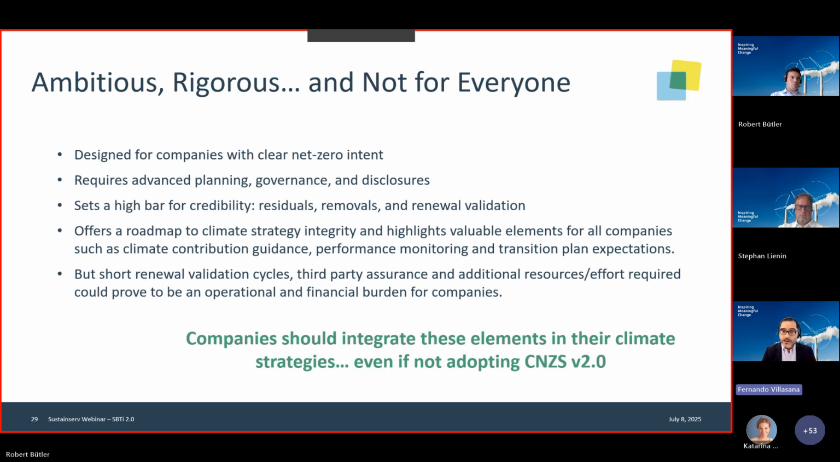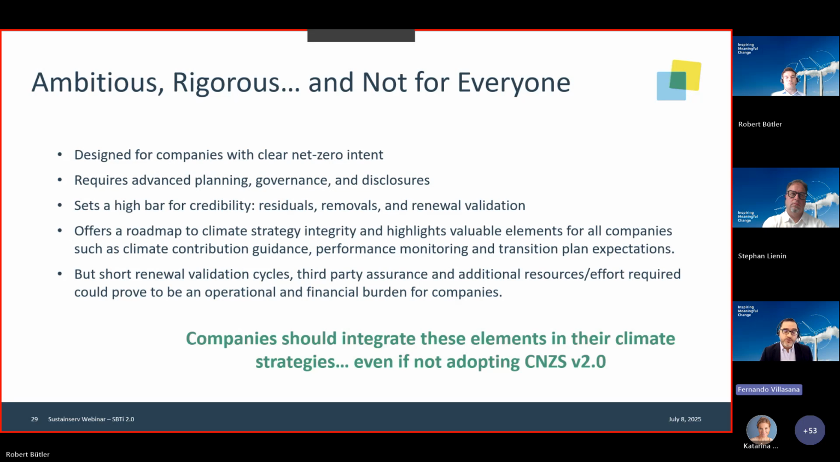The new standard sets a really high bar for credibility, but it comes at the cost of more requirements for addressing residual emissions, looking into removals, and also engaging with these renewal validation cycles. It offers a roadmap to improving your climate strategy, and it includes very valuable elements that every company can benefit from, such as the option for, this is a recommendation but it's optional, climate contribution guidance through BVCM. It introduces or enforces the concept of performance monitoring, and very importantly, encourages transition plan development.